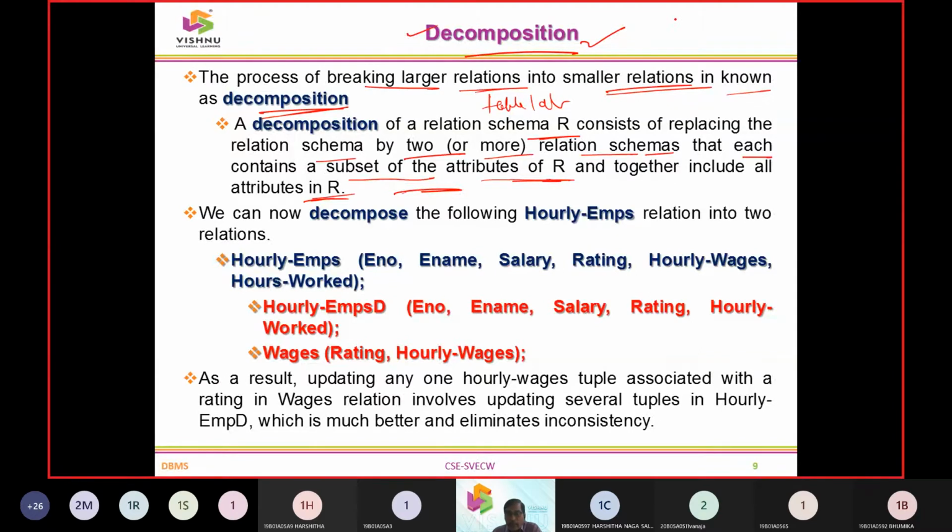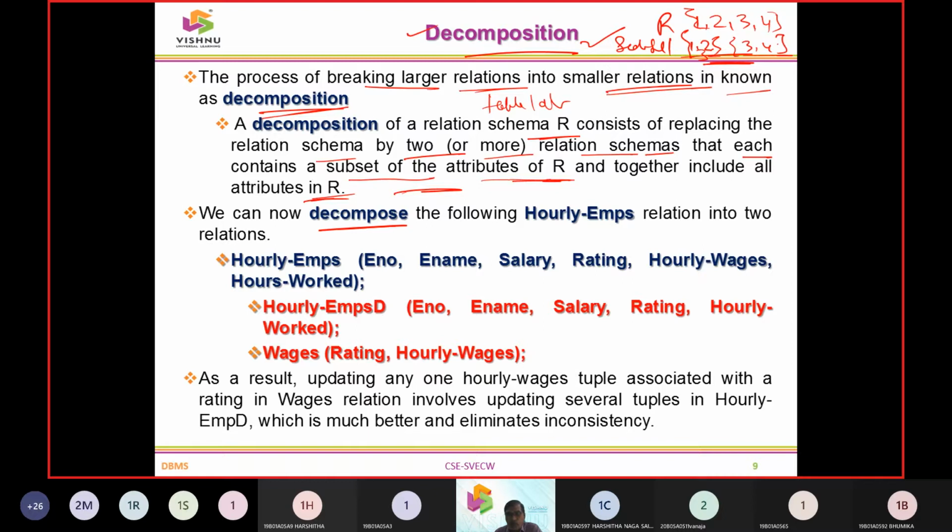That means I can have a relation with 1, 2, 3, 4, 5. Now I can have a subset, that is 1, 2 is a subset here. Then I can have 3, 4 as a subset. So in this way, I can have 1, 2, 3 and I can have 3, 4. So in this way, I can divide the larger table into smaller groups. So we call this decomposition.